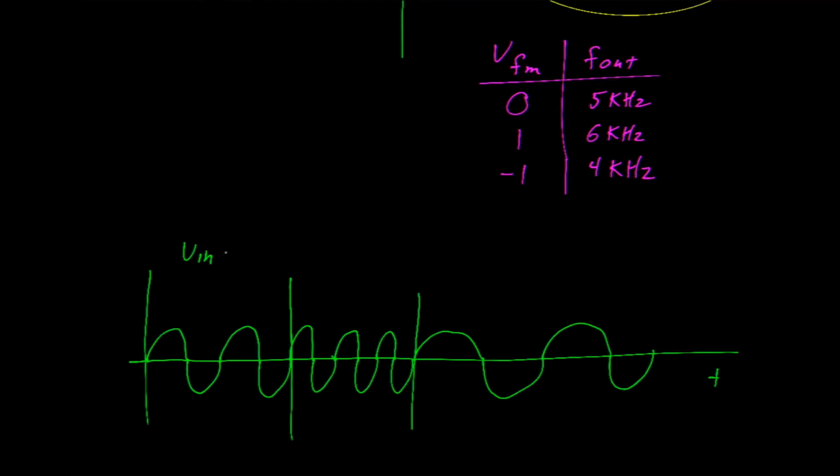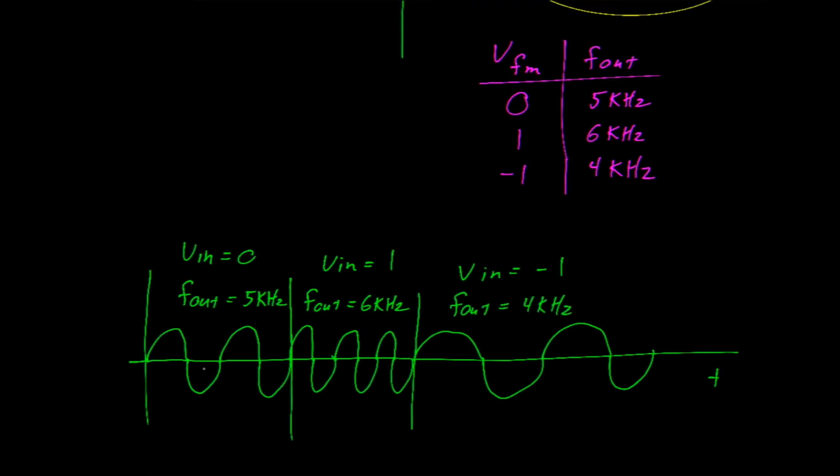So voltage in equals 0, voltage in equals 1, and voltage in equals negative 1. Frequency out is equal to 5 kilohertz, 6 kilohertz, and 4 kilohertz. In each case, you'll notice that the output amplitude remains constant. In the time domain, using an oscilloscope, if you were to look at the FM signal, you would see there is always a constant amplitude.